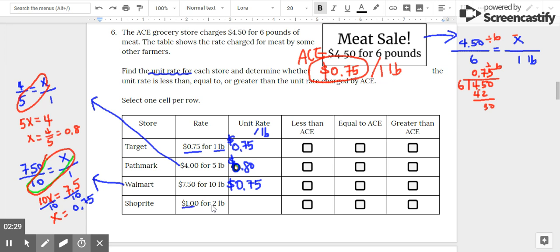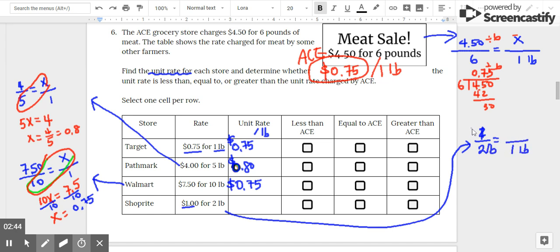What about $1 per 2 pounds? So $1 per 2 pounds. What about per 1 pound? So $1 per 2 pounds, and you're going to divide it by 2. So it's going to be 50 cents. So the unit rate is 50 cents.